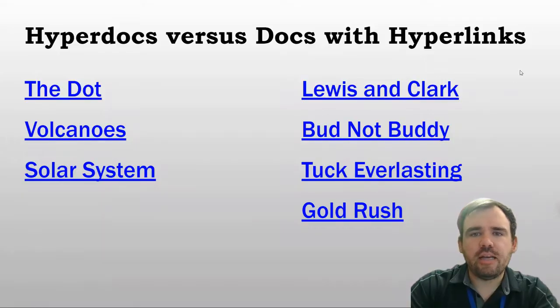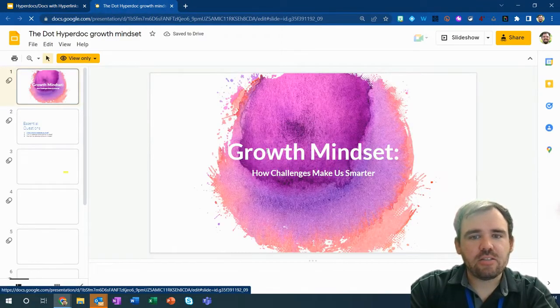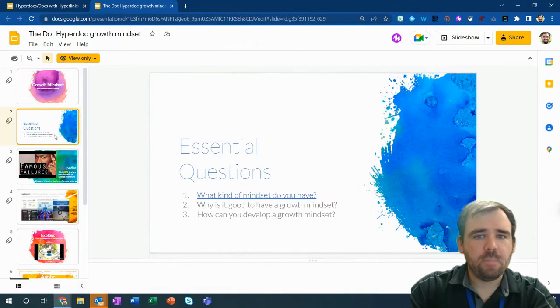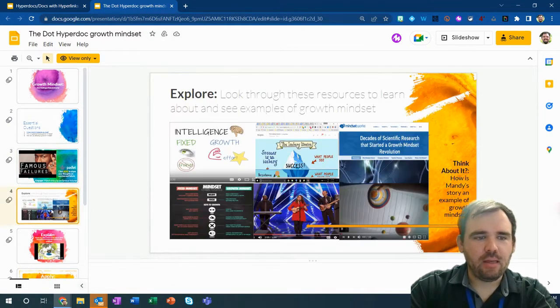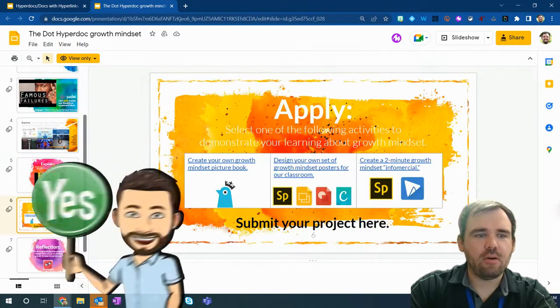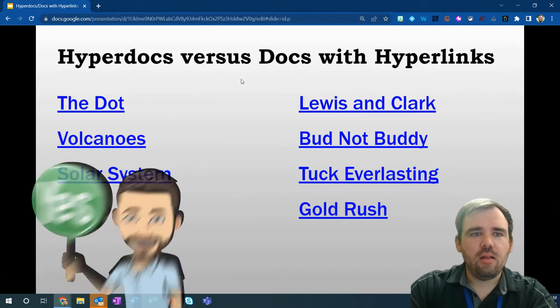So what we're going to do is take a look at some examples of hyperdocs versus just docs with hyperlinks. So we'll start here with the first one, a growth mindset hyperdoc you might start with at the beginning of the year. Here are some essential questions. Slide 3 has a video. Notice this is the engage section. It's hard to see, but here it's at the bottom. Engage, explore, explain. We have all the traditional components of a hyperdoc. So this is a hyperdoc. Let's go over to the other side.